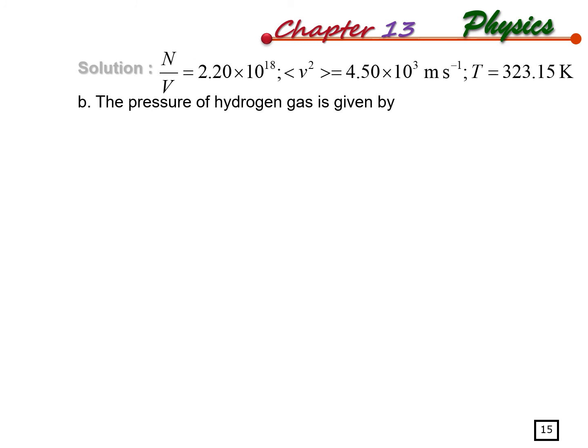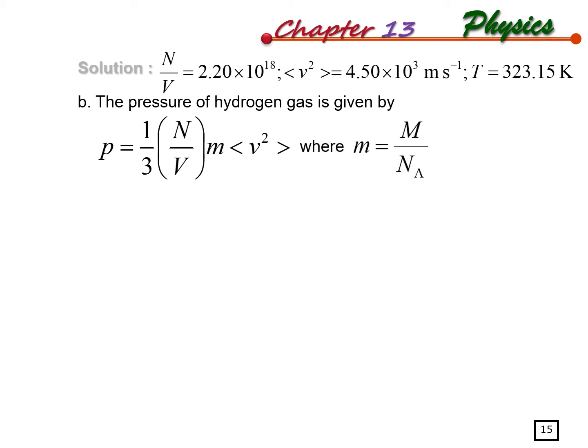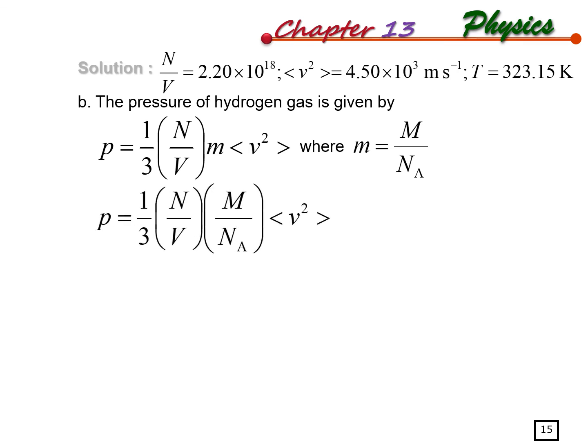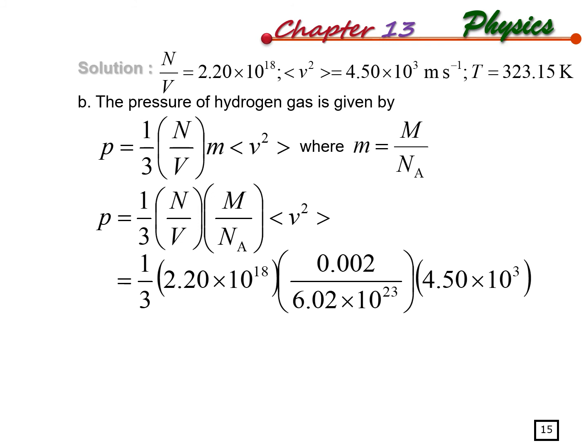Okay, so for B, the pressure of hydrogen gas is given by the equation P = 1/3 (N/V) m ⟨v²⟩, the mean square average value, where the mass is equivalent to the molar mass over the Avogadro constant. We rearrange, substitute in over here, and replace in the values. Once we solve it, we will end up with a pressure equivalent to 1.1 times 10 to the power of negative 5 Pascal.